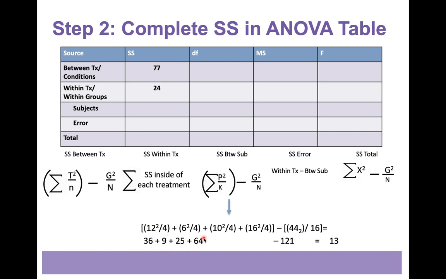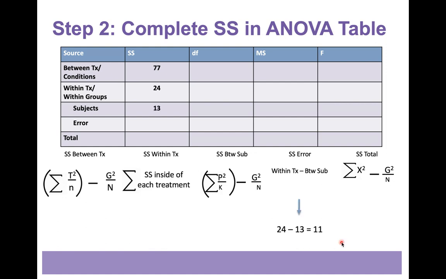Okay. So we sum all of those values, 36 plus 9 plus 25 plus 64, and we subtract the same thing that we subtracted over here, G squared divided by big N. So we already have G squared divided by big N, right? We already have this term. It was 121. So we can say 36 plus 9 plus 25 plus 64 minus 121 gives me 13.